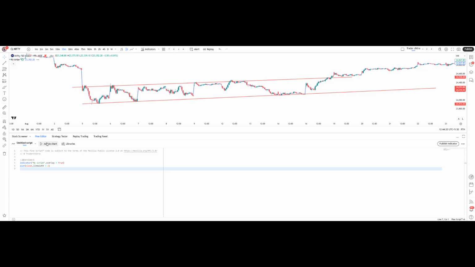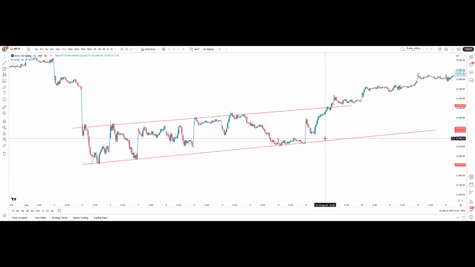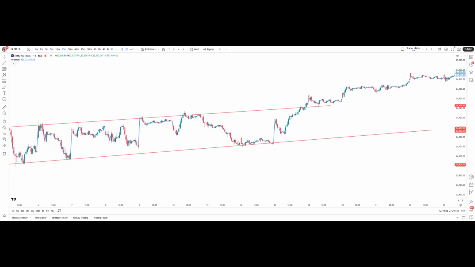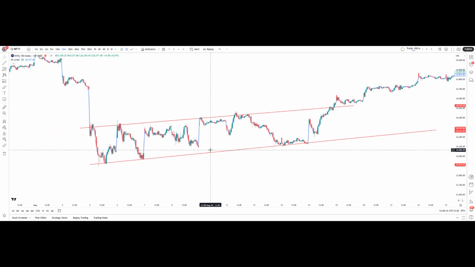Add to chart, click on add to chart. Okay. So here we can see both the candlesticks and the line chart. So now we should know how to use this line chart efficiently. I'm going to show you that also.